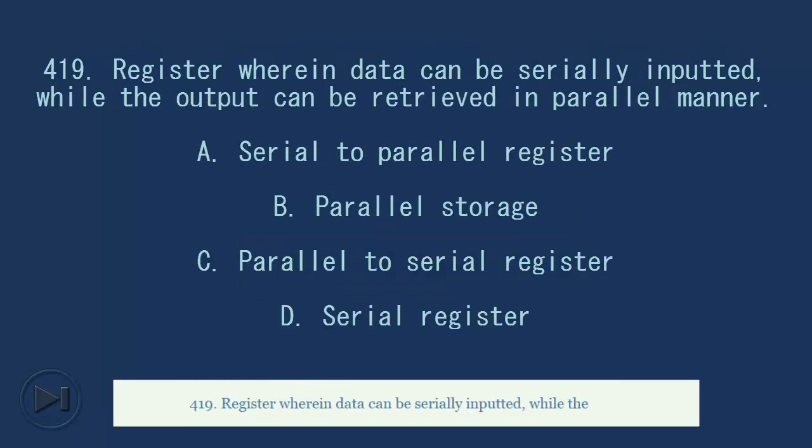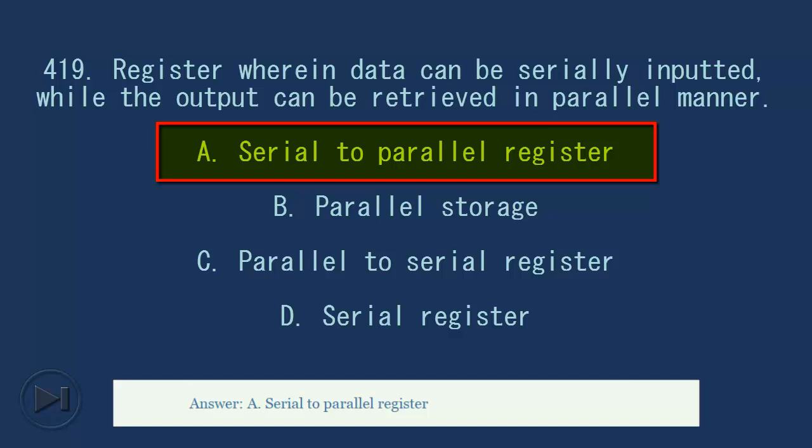419. Register wherein data can be serially inputted, while the output can be retrieved in parallel manner. A. Serial to parallel register. B. Parallel storage. C. Parallel to serial register. D. Serial register. Answer, A. Serial to parallel register.